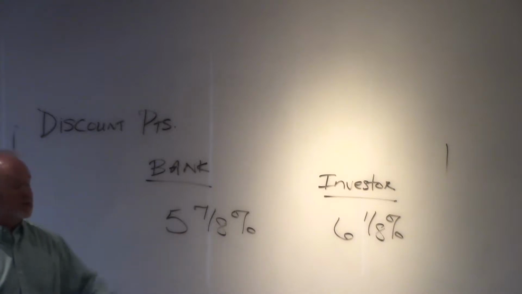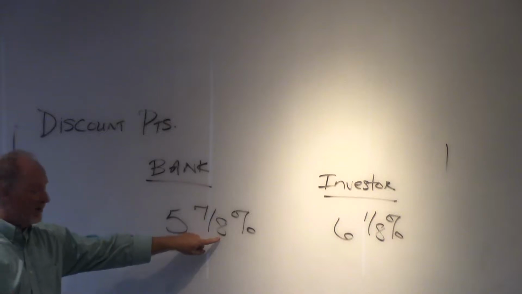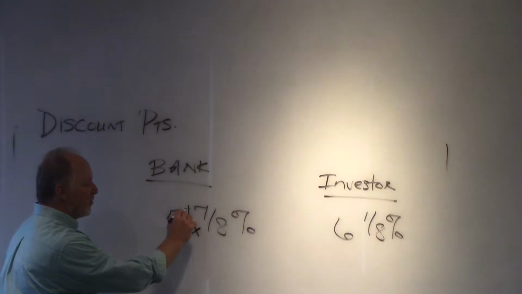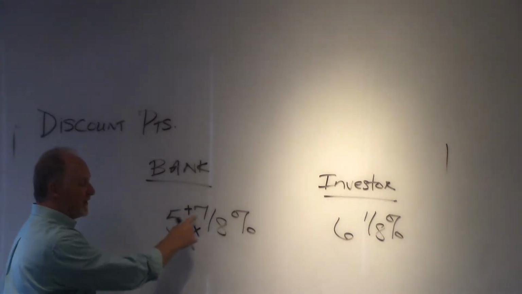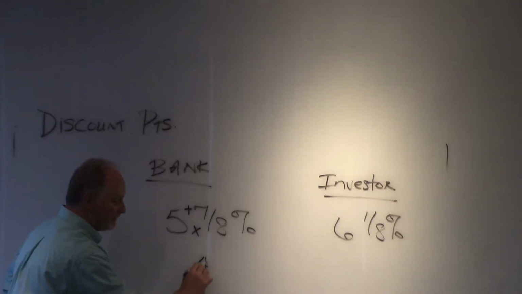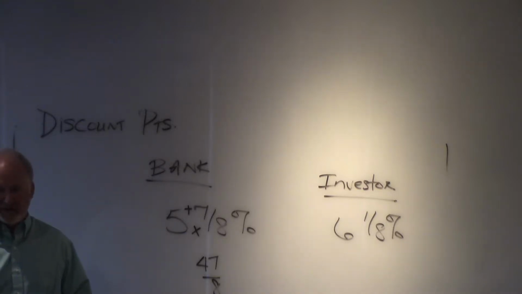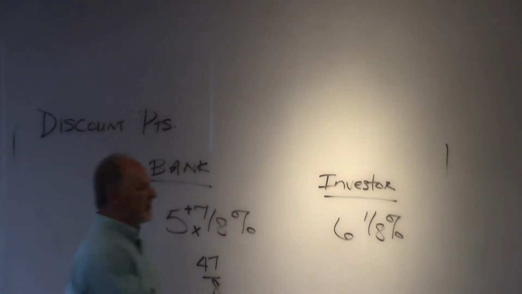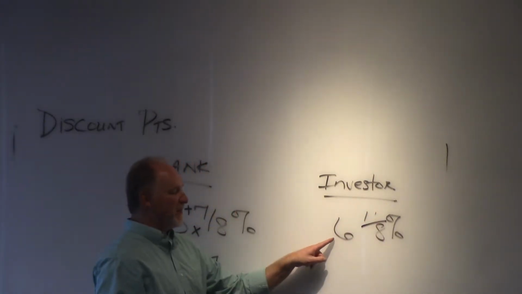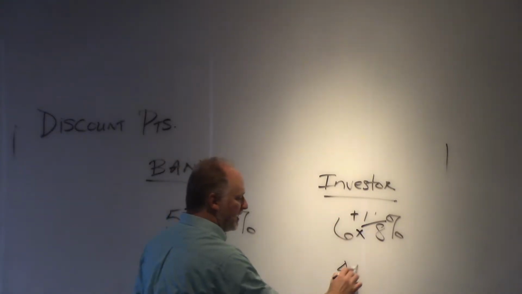To convert this number to an improper fraction, you multiply the bottom number, the denominator, times the whole number of 5, and then you add the numerator. 8 times 5 plus 7. What's 8 times 5? 40. Plus 7 is 47 eighths. Okay? Feeling good so far? Let's do the same thing over here. 6 1/8. 8 times 6 is how much? 48 plus 1 is 49.